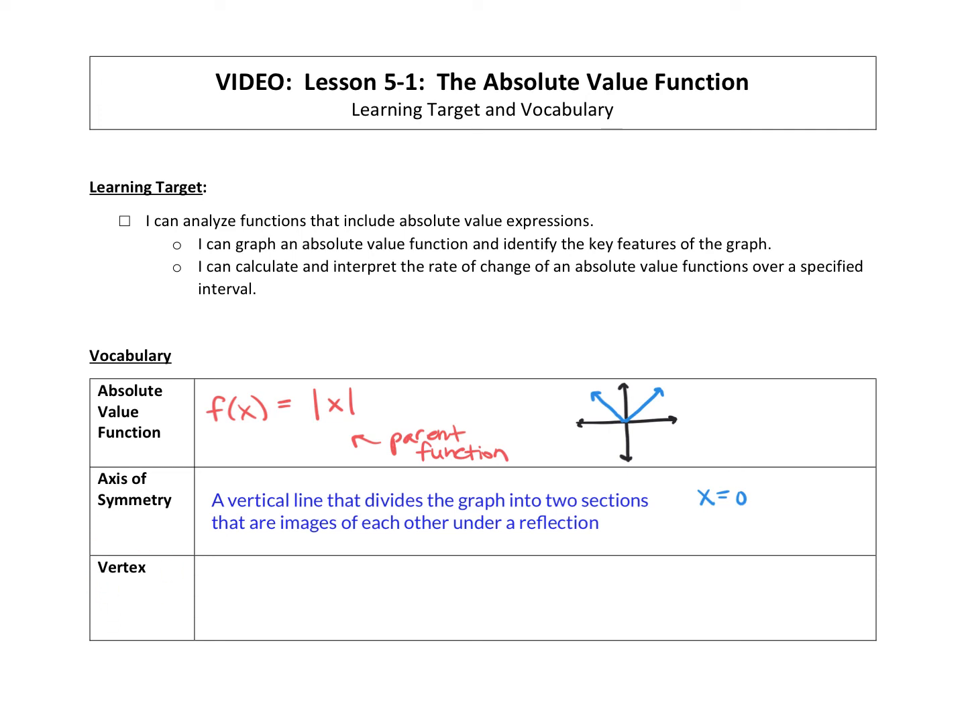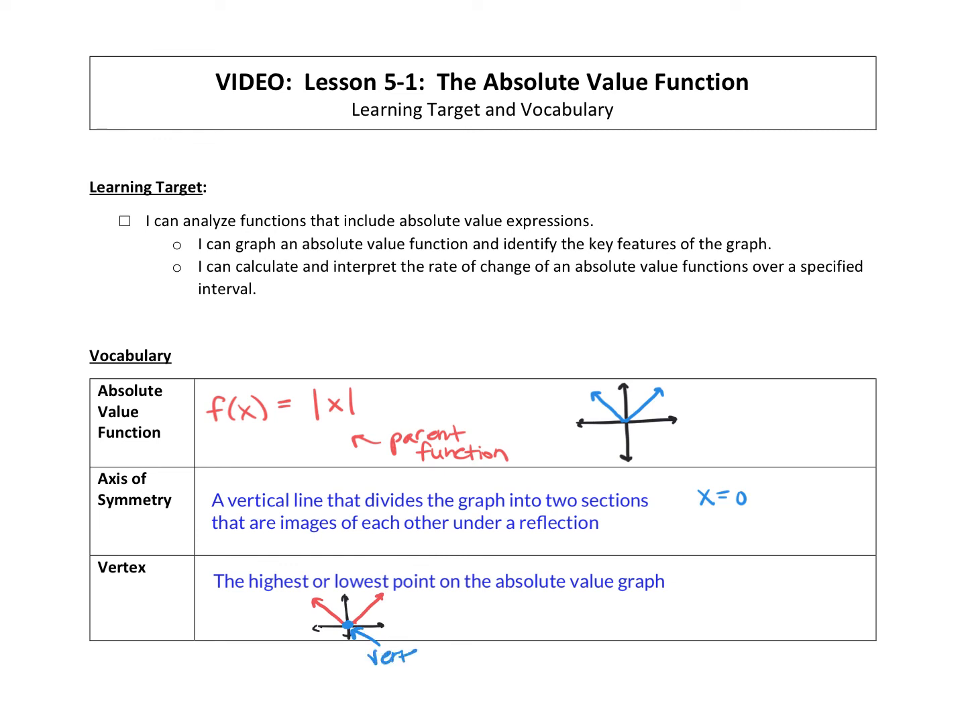All right, then we have a vertex. So our vertex is going to be the highest or the lowest point on the absolute value graph. So just to give you a couple quick examples, here's an x and y axis. If we have the parent function, f of x equals absolute value of x, the vertex in this case would be the lowest point, right here at 0, 0.